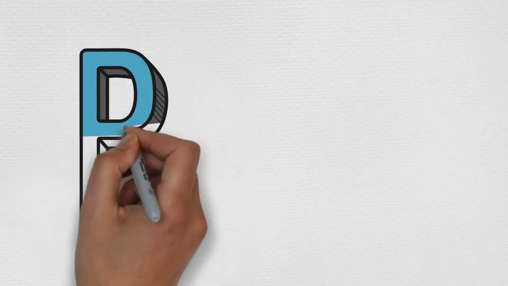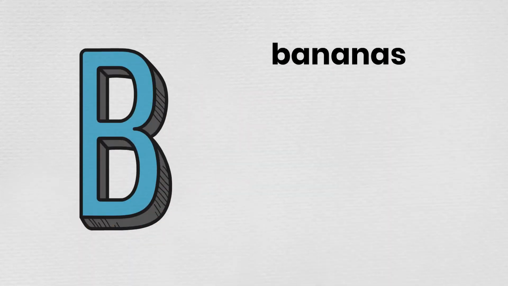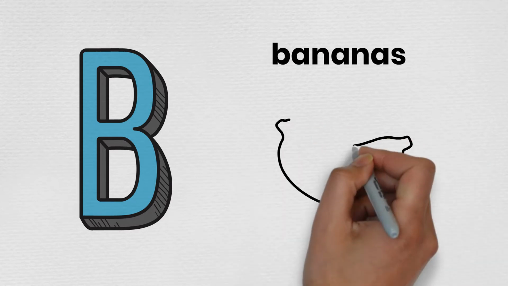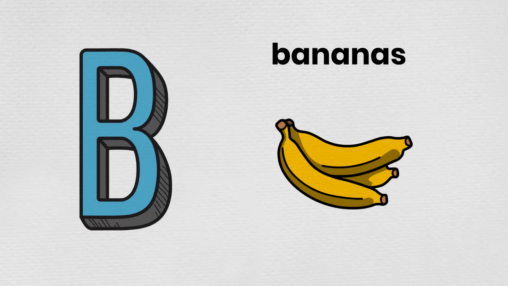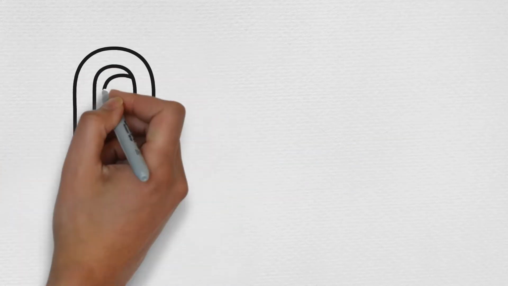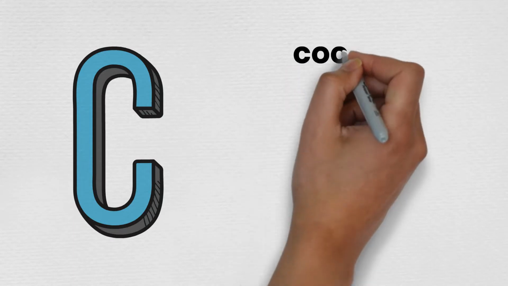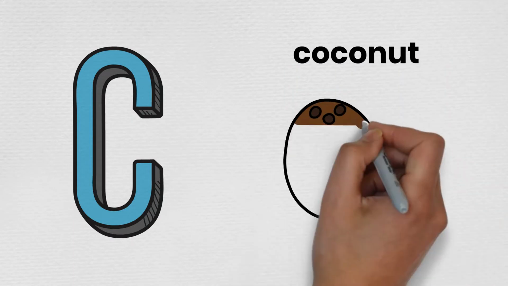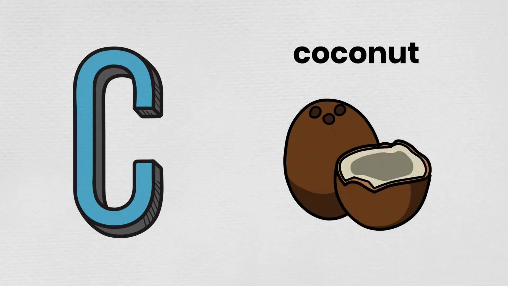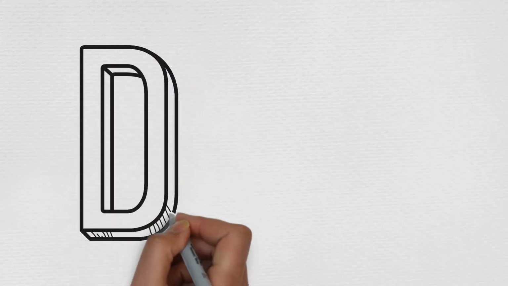B is for bananas. C is for coconut. D is for durian.